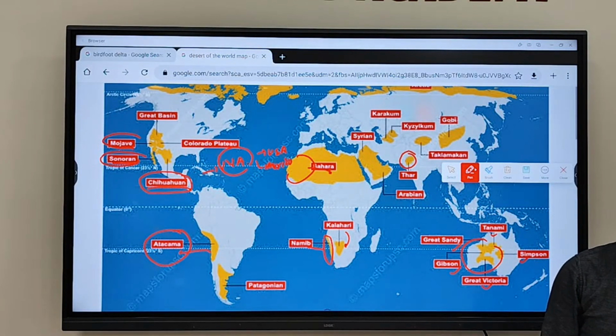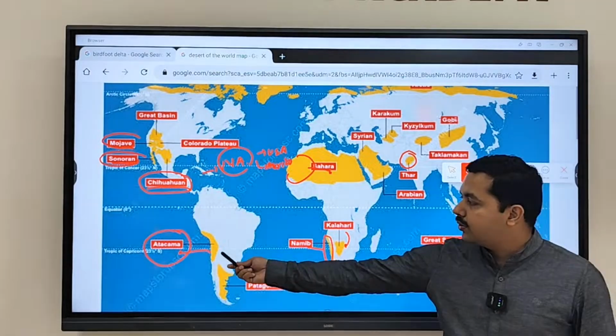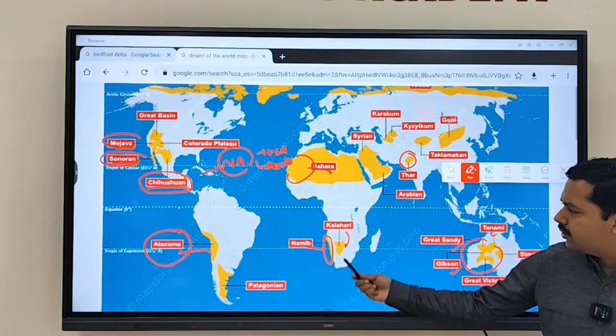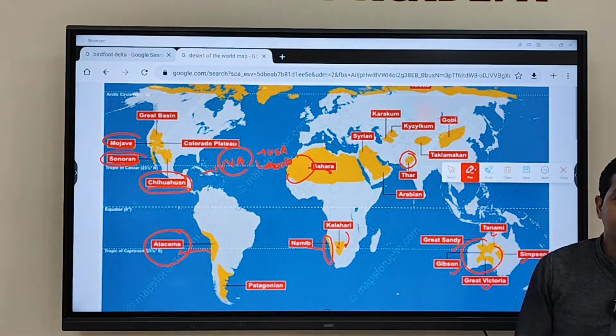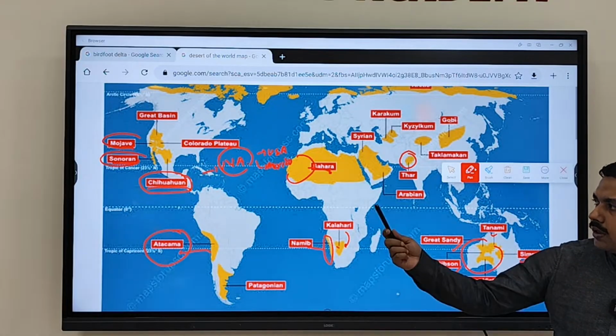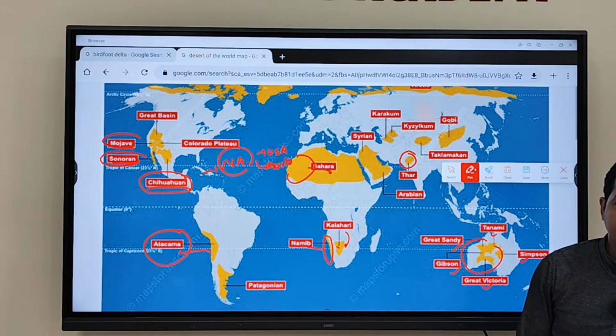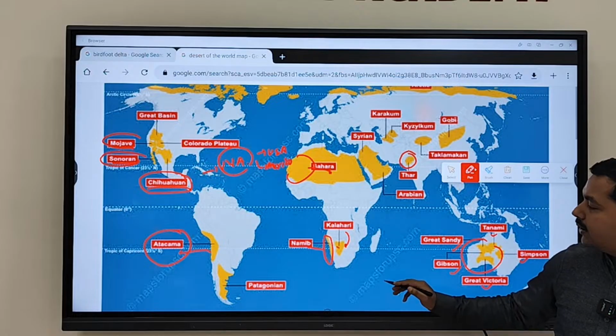Fine. These deserts are along mountains. Not necessarily, they are not always along mountains. The Andes are there, so here you can find mountains. Here you don't find many mountains. Yeah, Sierra Nevada, okay, this is there. Clear?